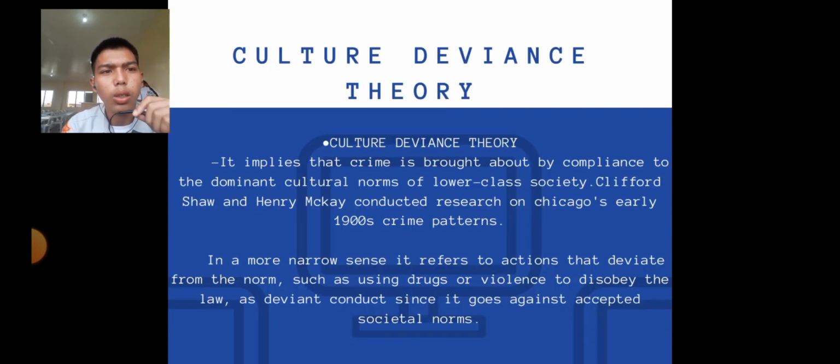Next is culture deviance theory. Culture deviance theory implies that crime is brought about by compliance to the dominant cultural norms of lower class society. Clifford Shaw and Henry McKay conducted research on Chicago's early 1900s crime patterns. In a more narrow sense, it refers to actions that deviate from the norm, such as using drugs or violence to disobey the law, as deviant conduct since it goes against accepted societal norms.